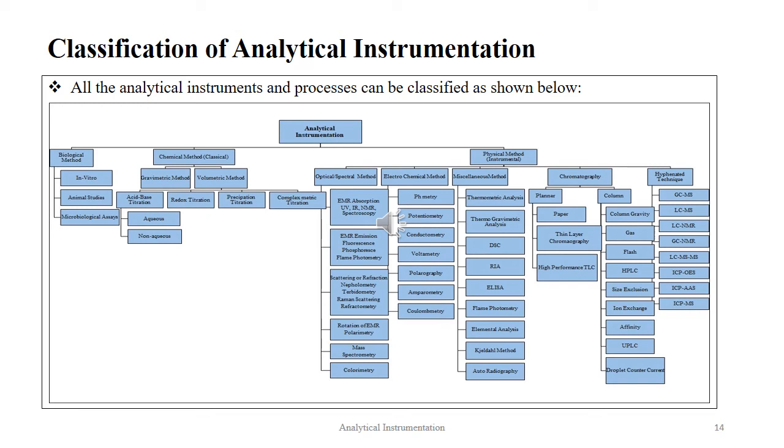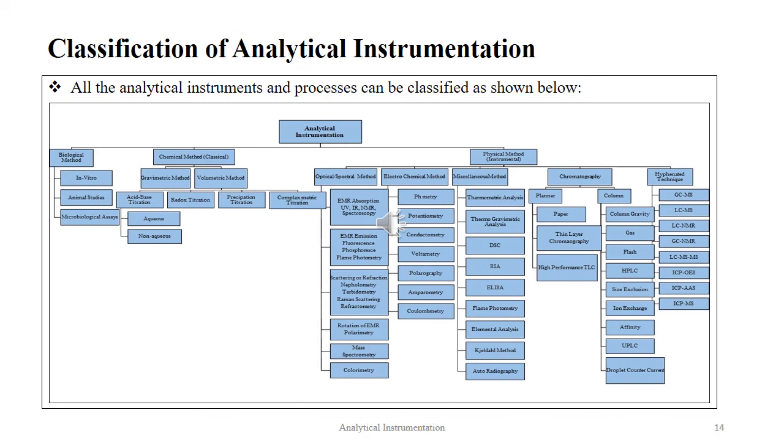EMR emission, fluorescence, phosphorescence, flame photometry, scattering or refraction, nephelometry, turbidimetry, Raman scattering and refractometry, and rotation of EMR and polarimetry. The two other methods are mass spectrometry and colorimetry. Under electrochemical method, we have pH metry, potentiometry, conductometry, voltammetry, polarography, amperometry, and coulometry.